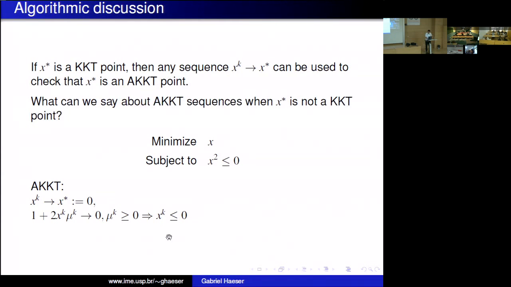So we see here that you will only be able to check approximate KKT points for this problem if your algorithm converges to the solution coming from the left side. If your algorithm comes from the right side, you simply won't be able to check approximate KKT points. So we want to understand some more general property of this approximate KKT sequence, and we don't know it yet. It's an open problem to study this sequence when the limit is not a KKT point.